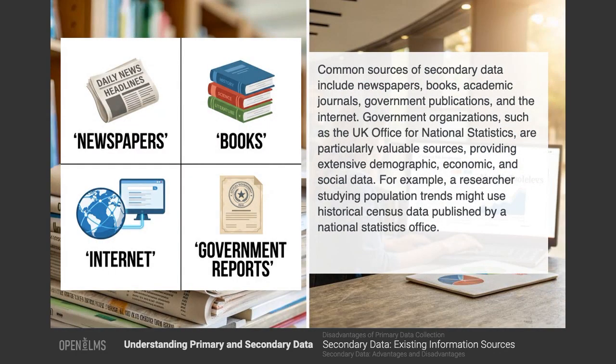Common sources of secondary data include newspapers, books, academic journals, government publications, and the Internet. Government organisations, such as the UK Office for National Statistics, are particularly valuable sources, providing extensive demographic, economic, and social data. For example, a researcher studying population trends might use historical census data published by a national statistics office.